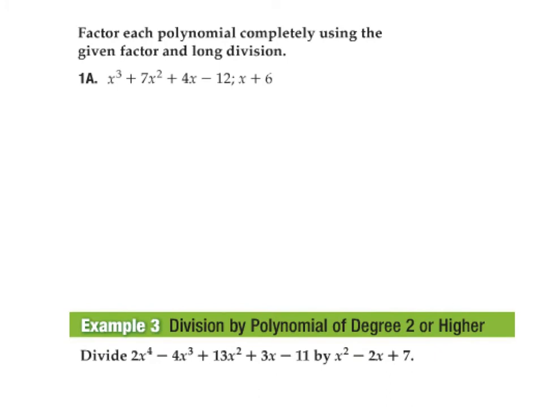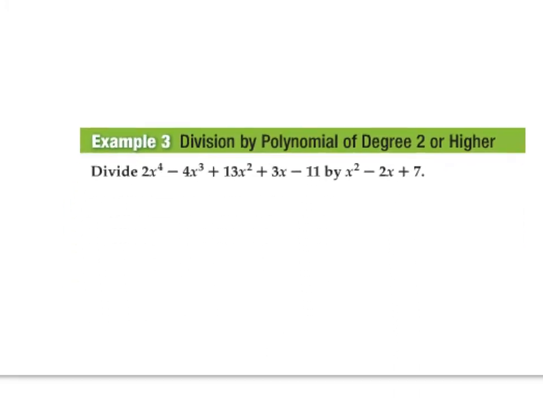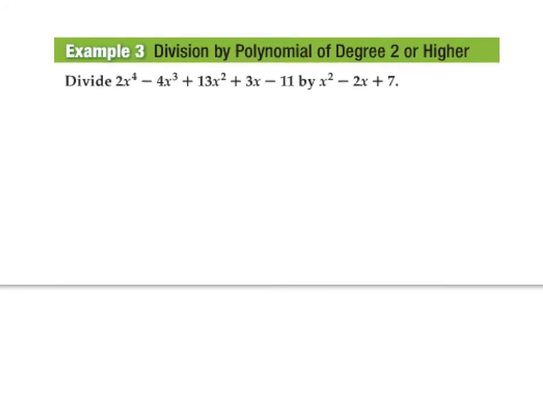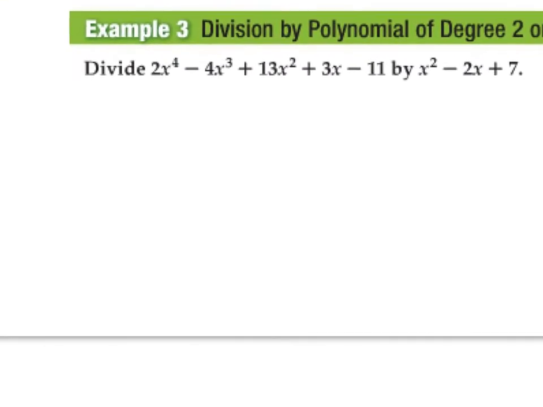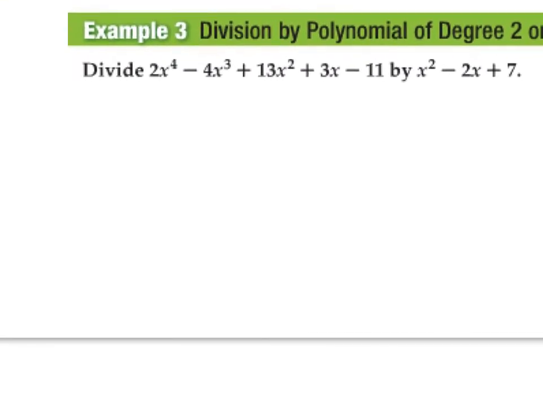I'm going to leave the next one, 1a, for you guys to do, and I'll go down to example 3, where we're going to divide by a bigger polynomial. The steps are still going to be the same. So I'm going to write down my dividend, which is 2x to the 4th minus 4x cubed plus 13x squared plus 3x minus 11. And I'll notice that it's in descending order and I'm not missing any terms.